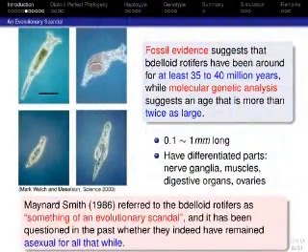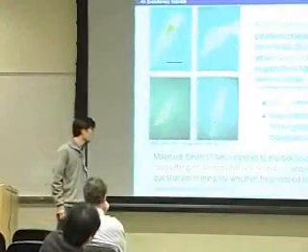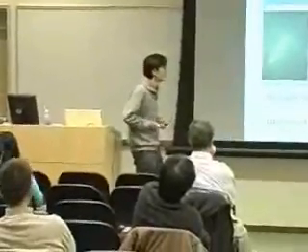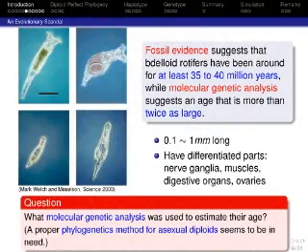So Sir Maynard Smith referred to diploid rotifers as something of an evolutionary scandal. And it has been questioned in the past whether they have indeed remained asexual for all that while. So the question I want to pose is, how do you actually estimate the age of asexual organisms? I mean, how do they estimate this number? And the point that I want to make is that there is no proper phylogenetic method for doing such analysis. And I think this is a really interesting problem, but it hasn't been really explored. So I'll get to more details.